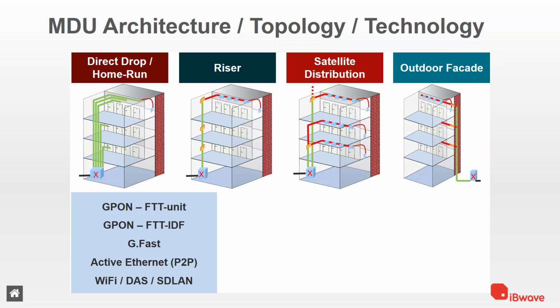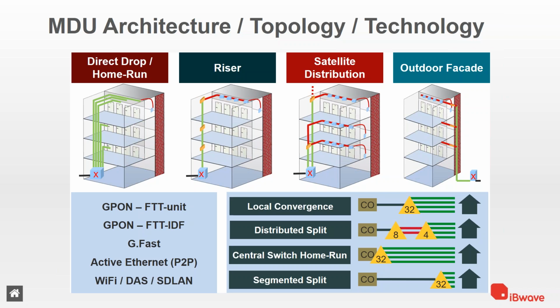You may also have an active Ethernet solution or a point-to-point network where instead of the optical splitter, you would substitute the splitter in a GPON network with an active Ethernet switch that may be located in a closet or in the basement MDF location.